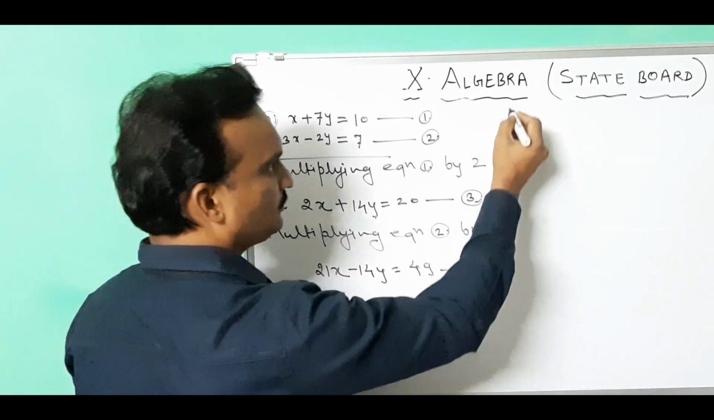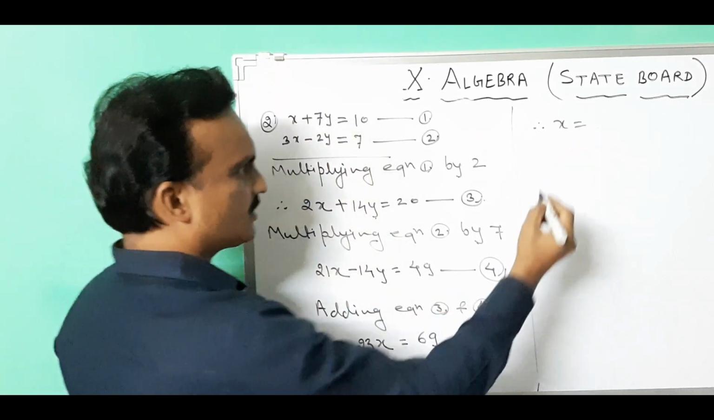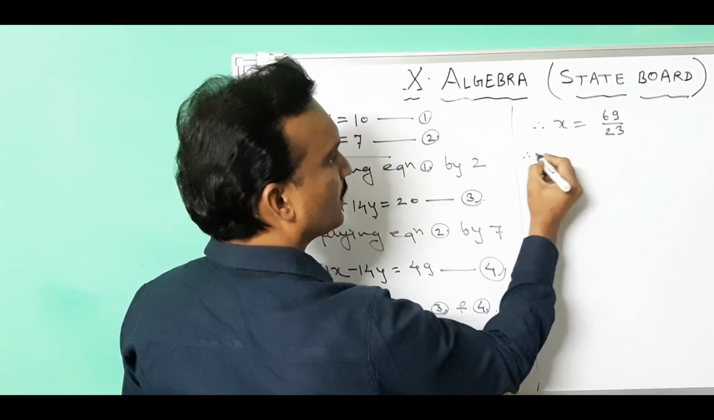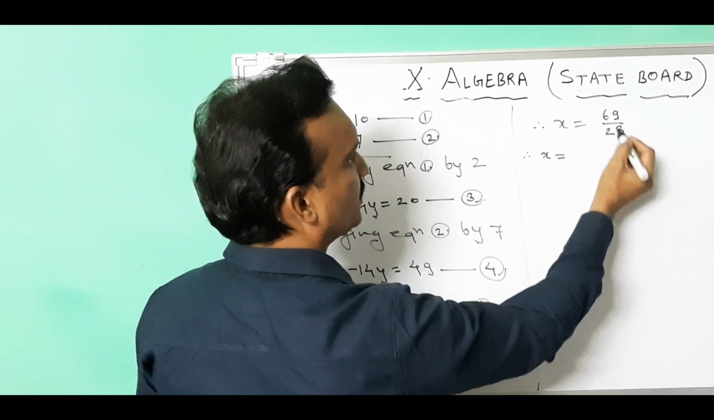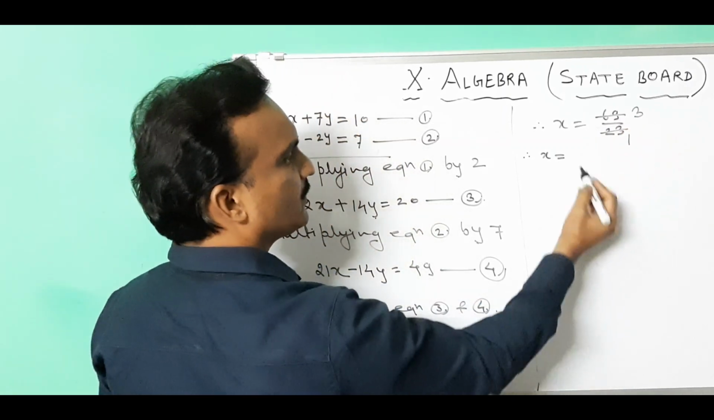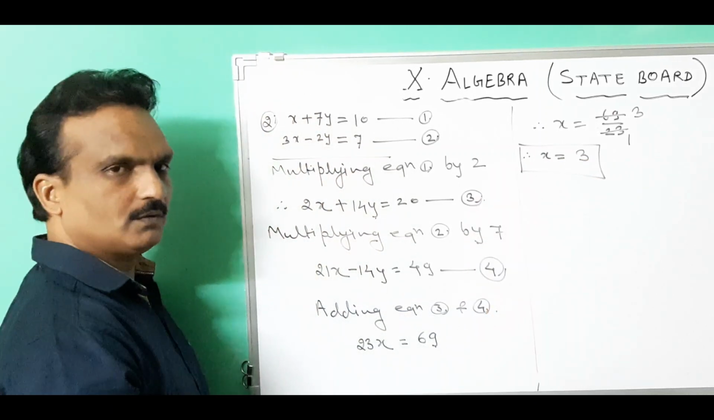Now, so therefore x is equal to 69 upon 23. So x is equal to 3 21s are 63, 3 23s are 69. So x equal to 3. We got the value of x.